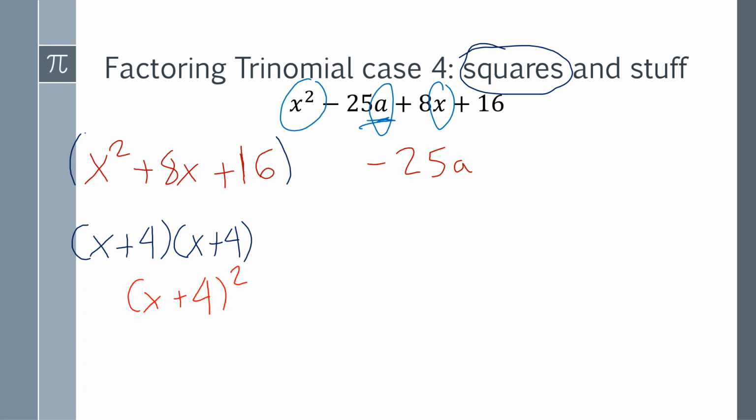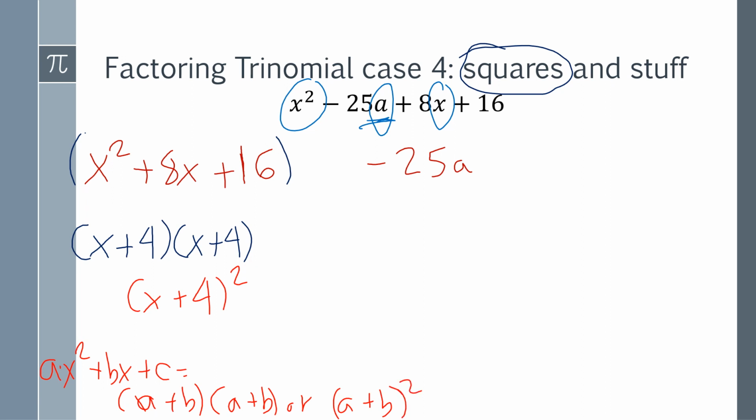We're going to rewrite it. But remember, if you got ax squared, and again, this is still with squares, plus bx plus c, they got perfect squares in it. And because they are positive, you're going to have a plus b, a plus b, or a plus b squared. Just remember that, all right? Okay, so let's finish this up.